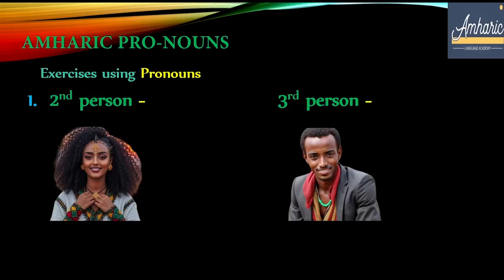And let's make an exercise based on this lesson. What do you say to her? The first question, as a second person: you. But in Amharic, we will say for female, anchi. So the answer will be anchi. And the second question, do you see the man here? What do you say to him as a third person? Can you try that? Good. Esu. This will be the answer. Anchi for the second person female, and esu for the third person male.